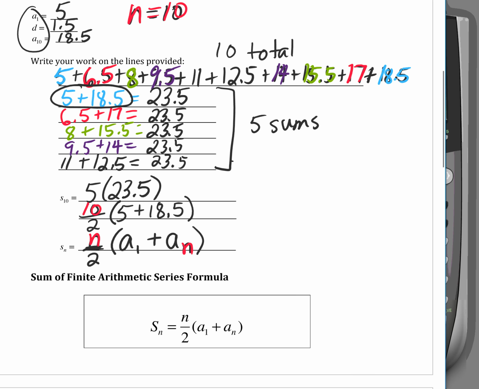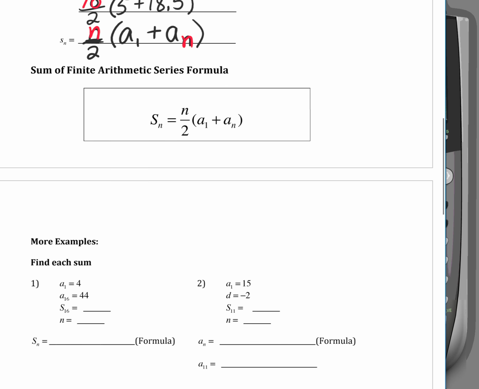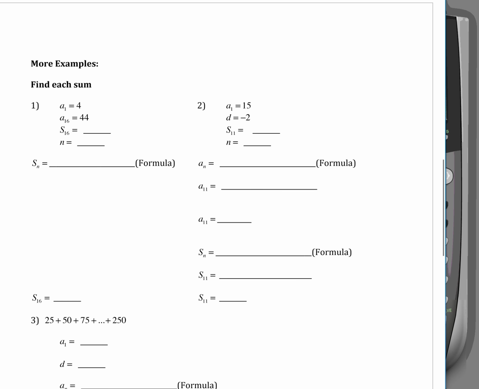If we need it. We might not need the second video for that. Take that back. All right, so let's find each sum. We're given A1 is 4, A16 is 44. We don't know S16, so that's what we're finding. But because really this is our AN, we do know that N is equal to 16. That's going to be important to plug that in later.